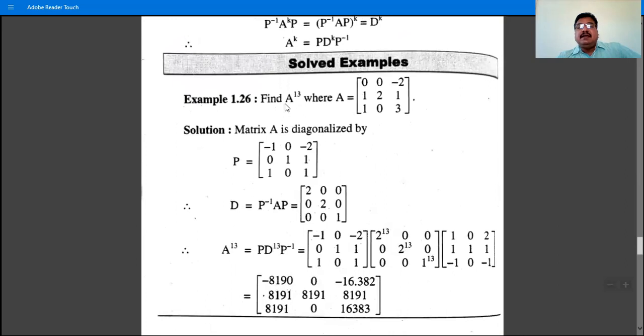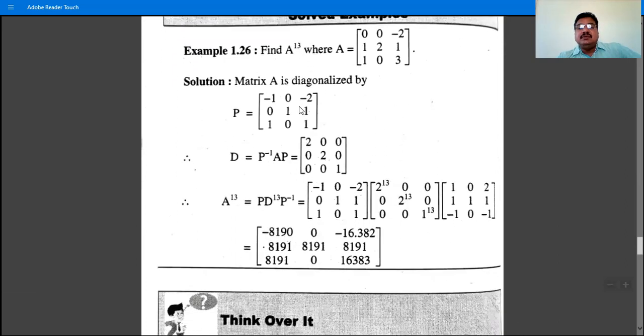Solve example. Find A raised to 13, where A is this matrix. A is a diagonalizable matrix by P. So first find the matrix P that diagonalizes A. How can we find the matrix P? First find the eigenvalues of this matrix A, then find the eigenvectors, and then write the first eigenvector as the first column, the second eigenvector as the second column, the third eigenvector as the third column. So this is the matrix P that diagonalizes A. Then P inverse AP is what? The eigenvalues of this matrix are 2, 2, 1, so it is the diagonal matrix with 2, 2, 1 and the remaining elements 0.